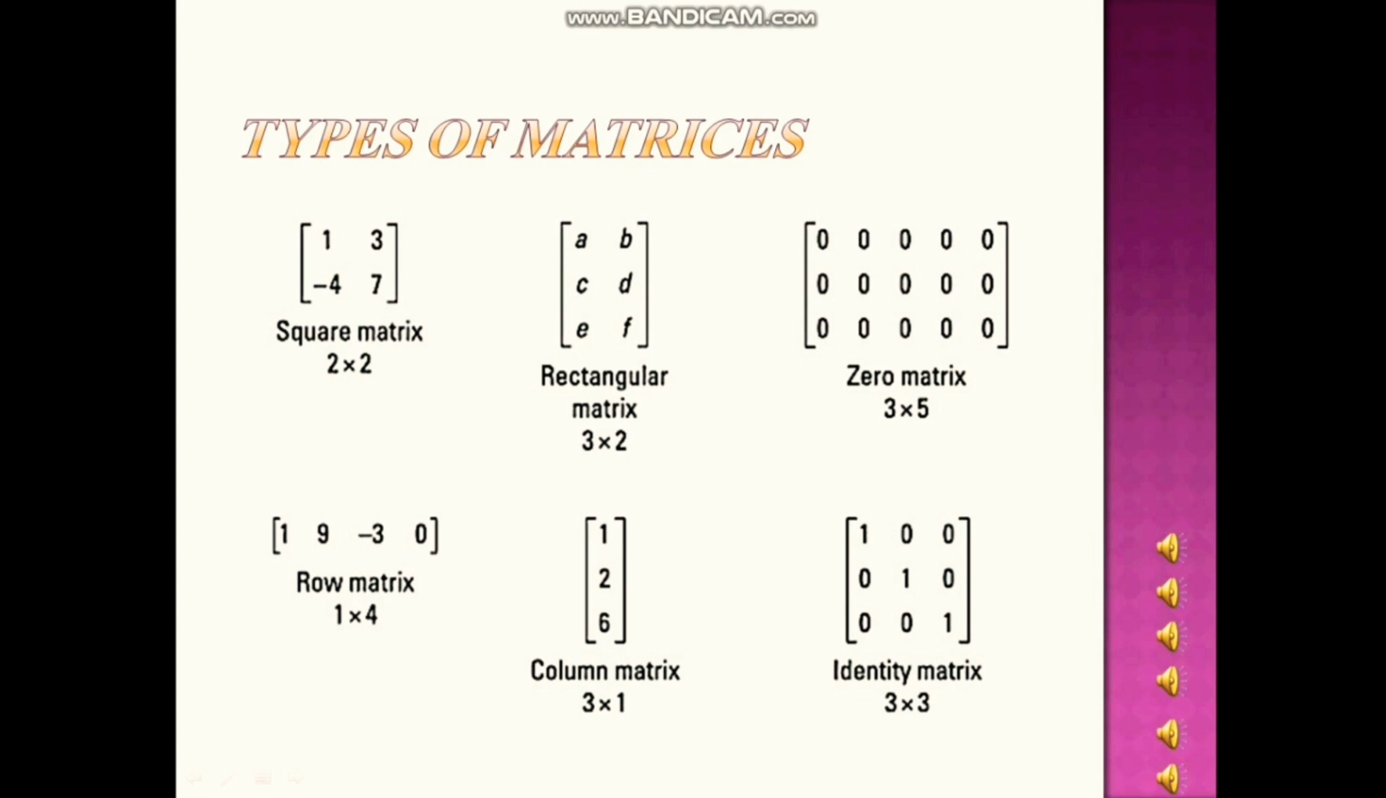Type number 6 is an identity matrix. It is a square matrix having ones on the main diagonal and zeros everywhere else. For example, here we have a 3 by 3 identity matrix.